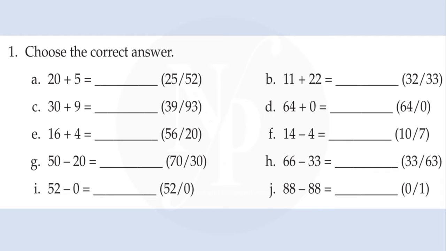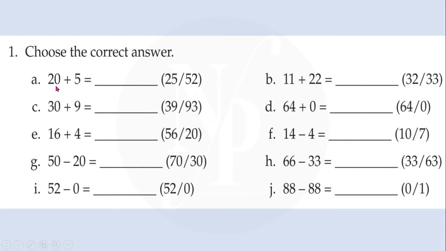Question number 1. Choose the correct answer. Here some addition or subtraction expressions are given and we have to write the correct answer by choosing the answers given in the brackets. So in front of every question there are two answers given in the brackets and we have to choose the correct answer and write in the space given here.